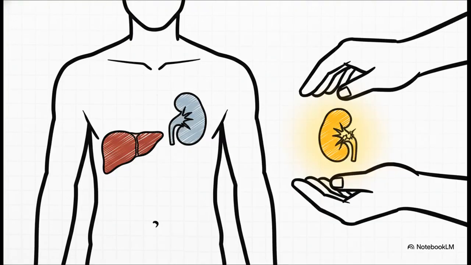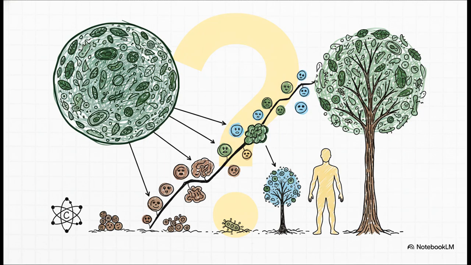I mean, just think about organ transplants. Because we know exactly how a kidney or a heart is supposed to function as part of a larger system, we can actually replace one when it fails. Kidneys are the most commonly transplanted, but also the liver, heart, and lungs. It is a genuine miracle of modern science, and it's made possible entirely by understanding those organ and organ system levels in our blueprint.